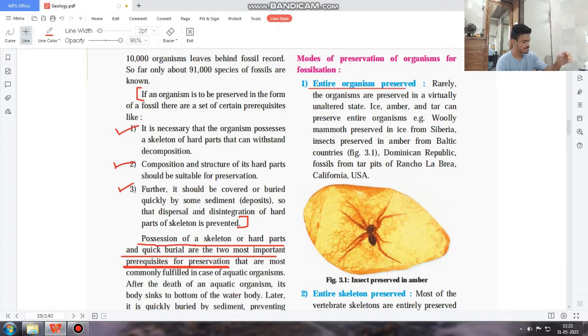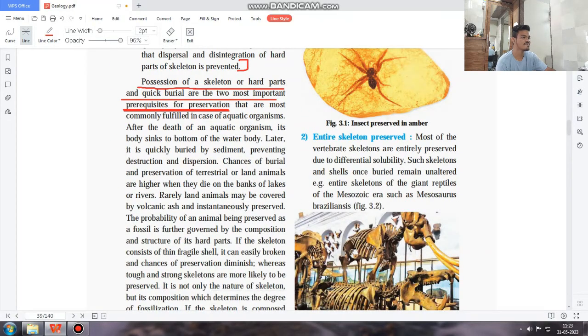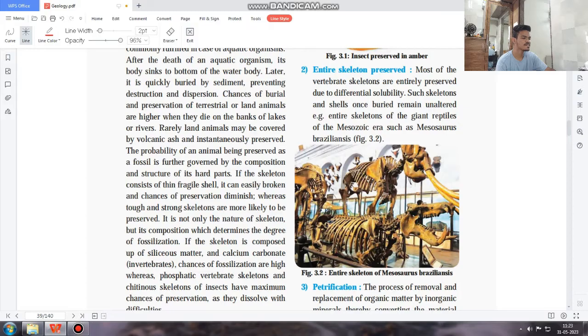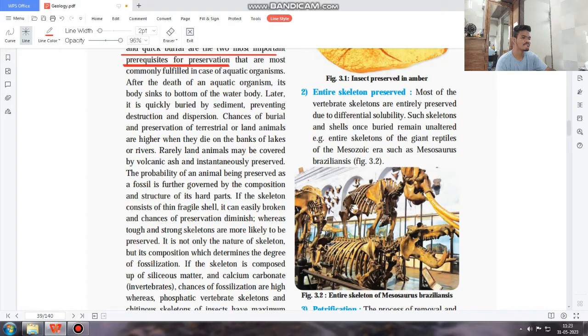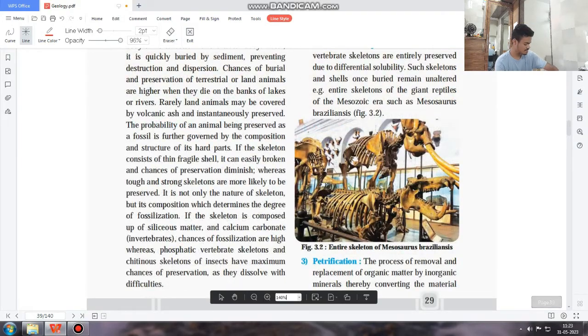These are the methods of preservation. Entire organism preserved, example is this insect preserved in amber. You can read it, nothing much comes from here. Then entire skeleton, the best example is of dinosaurs. You can read this all, nothing much from here. Then petrification.